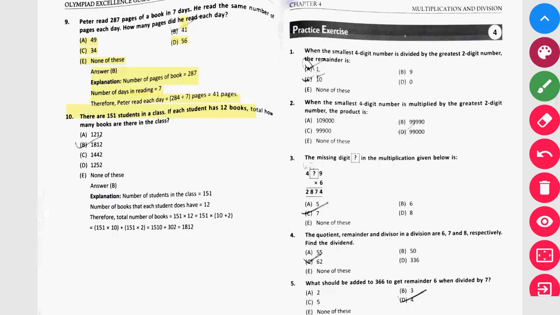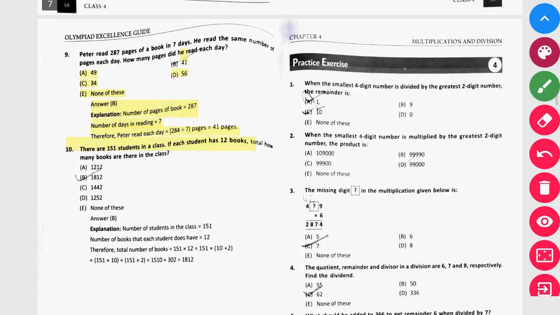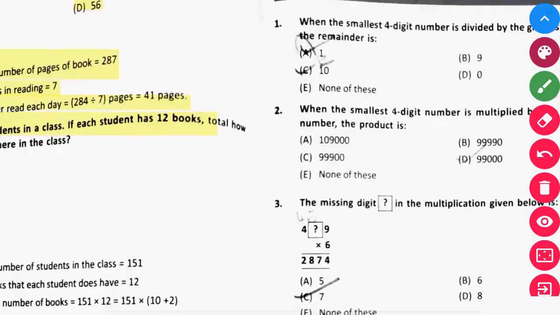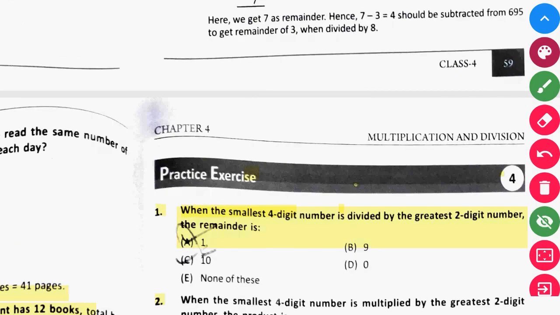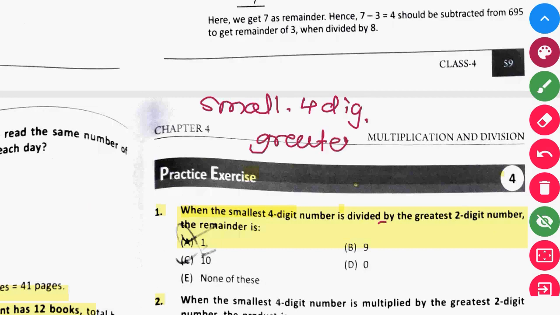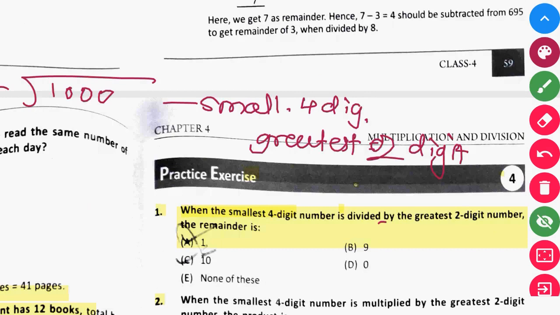As you all know, you can go through the solved examples. Okay. Now the first problem of the practice exercise is: smallest 4-digit number is divided by greatest 2-digit number. Now the smallest 4-digit number is 1000. So it is divided by the greatest 2-digit number, which is 99.